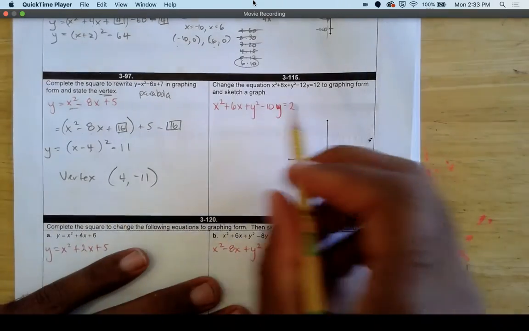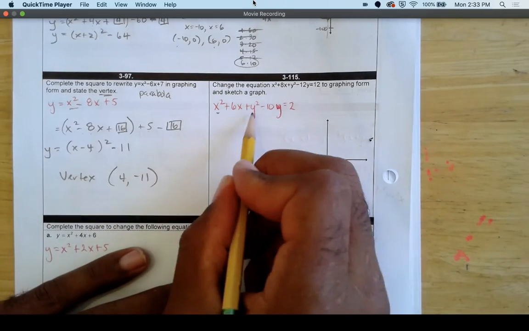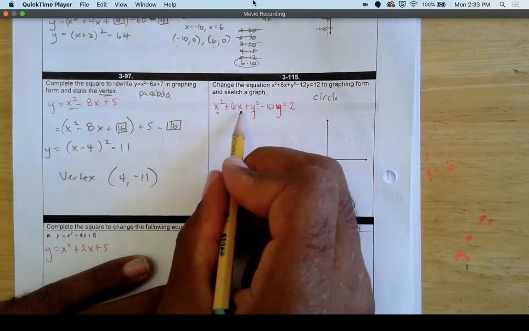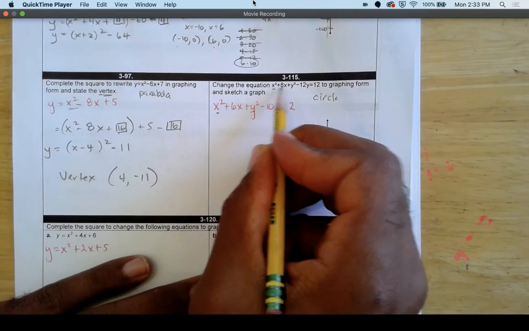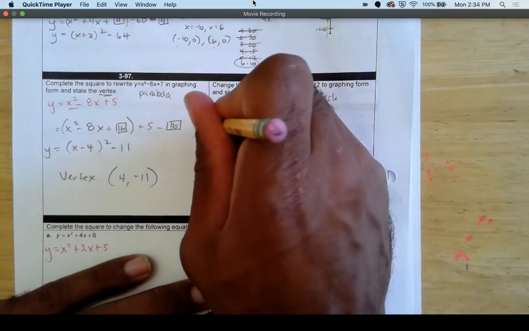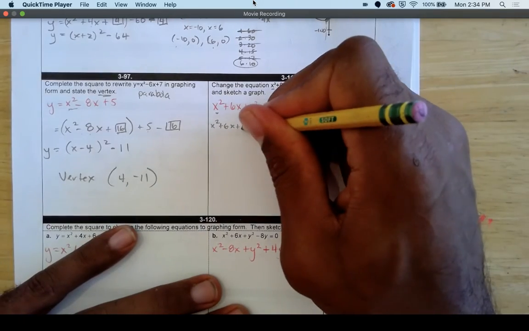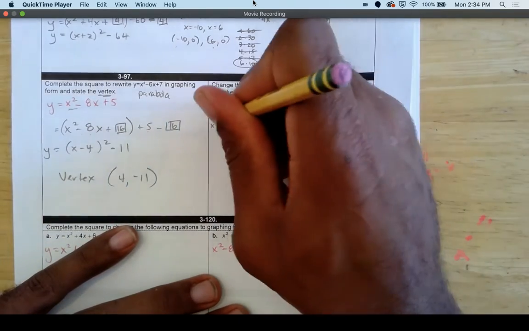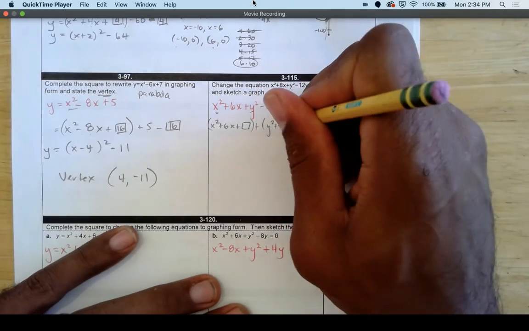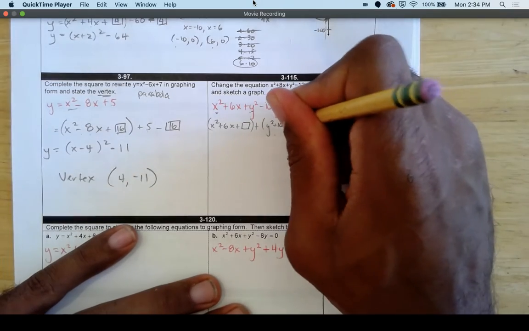Okay. All right, so now this one, change the equation to graphing form. Well, notice here, x squared, circle. All right, so looks like I already have my x's together, my y's together. So what we're going to do is just expand it out a little bit so we have room to write our completed squares. So x squared plus 6x plus the square. Put that in parentheses by itself. And then the y squared, sorry, minus 10y plus the square.